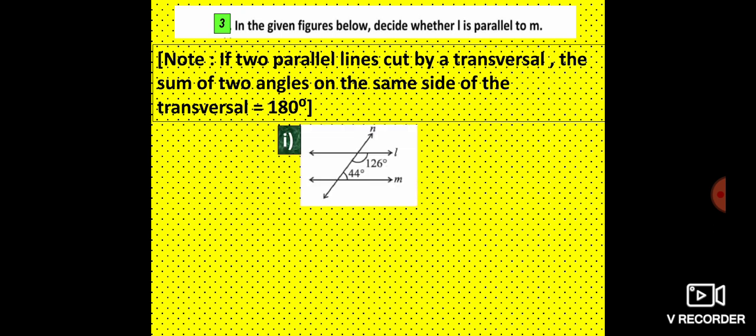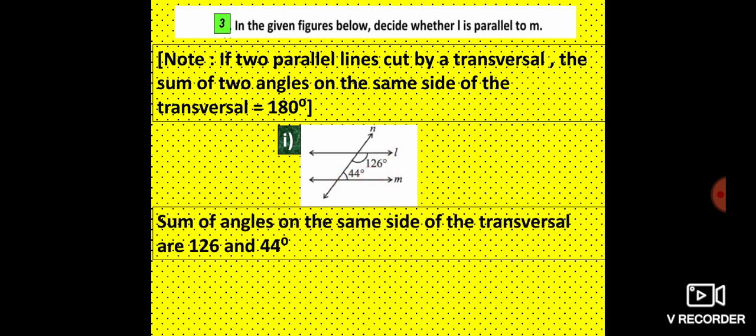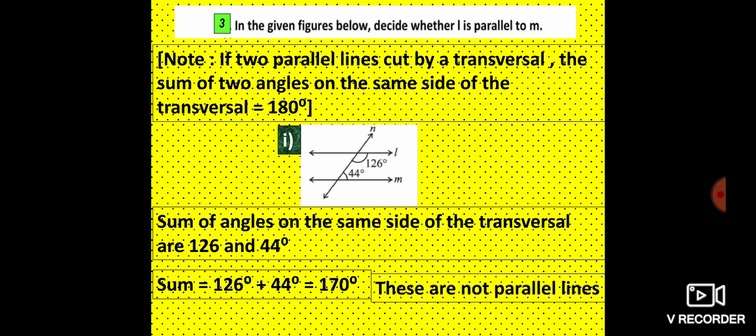Okay, let's see the first figure. Line M, line L. N is a transversal. We are given that the interior angles on the same side of the transversal are 126 degree and 44 degree. So we find the sum. We get 126 plus 44 equal to 170 degree. It is not equal to 180 degree. Therefore, these are not parallel lines. Okay. Next, we have three more figures. We do it like this.